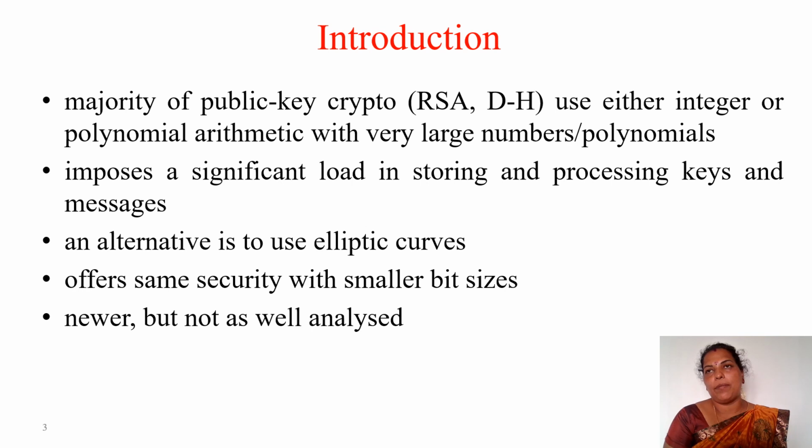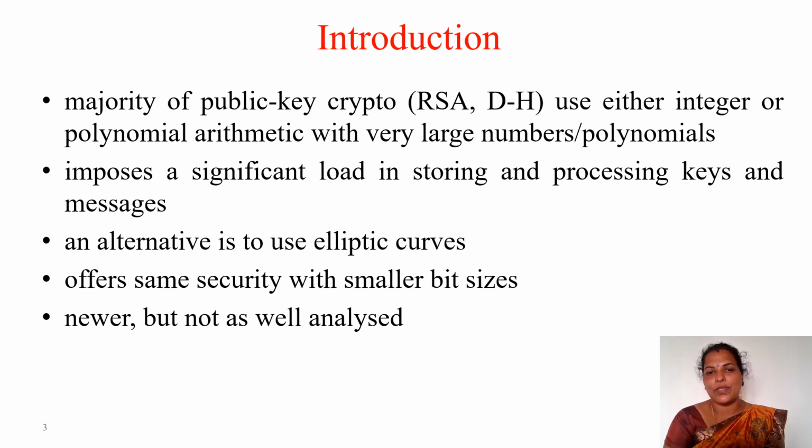So we know the most important public key cryptography systems, that is RSA, Rivest-Shamir-Adleman, and Diffie-Hellman. These two crypto systems use either integer or polynomial arithmetic with large numbers or polynomials. We have already discussed these crypto systems, and they use very large prime numbers and polynomials. So these crypto systems impose a significant load in storing and processing keys and messages.